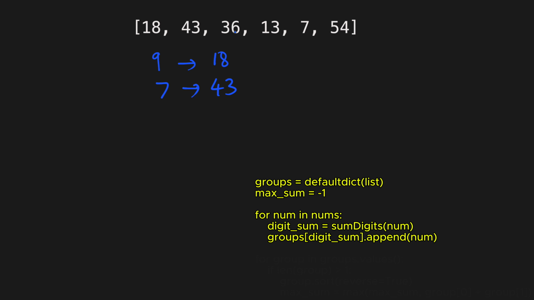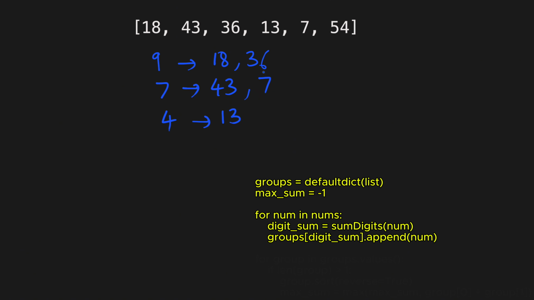Then the next number is 36 with digit sum 9, and for 9 we already have a key in the map. So we add 36 to the group with digit sum 9. Then the next number is 13 with digit sum 4. So we will create a new group 4 with number 13 in it. Then the next number is 7 with digit sum 7. So we add it to the group 7.